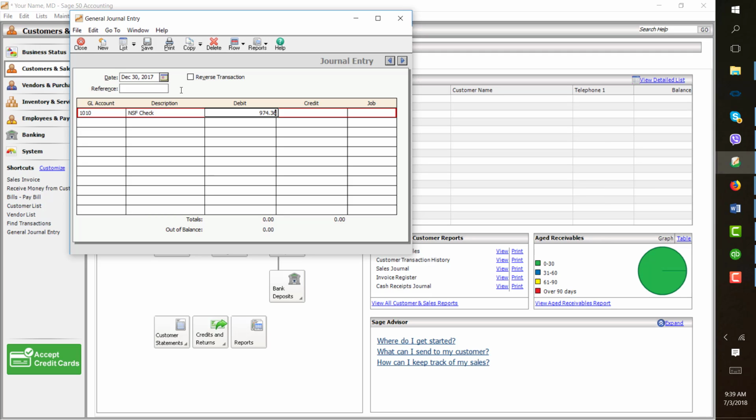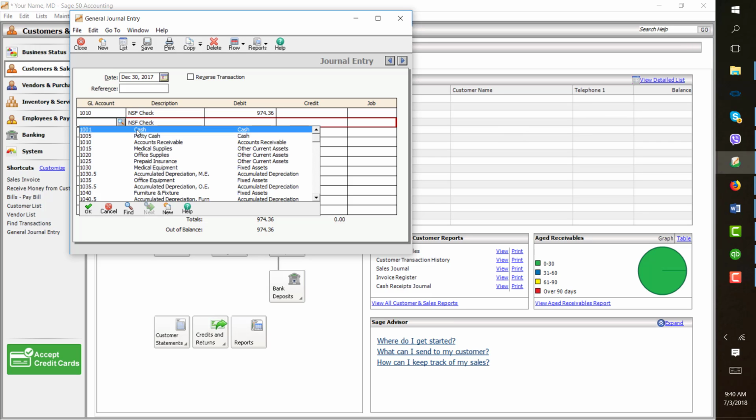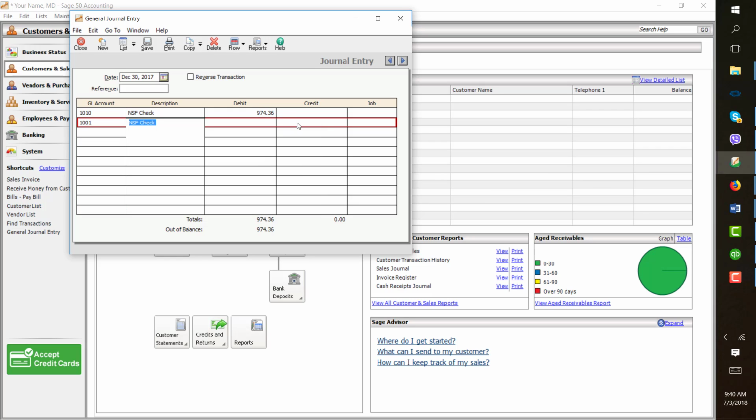And the credit to that, remember, would be coming out of your regular cash account, so your credit will be to your cash account for the same amount of $974.36. Don't forget to save this to complete the posting process.